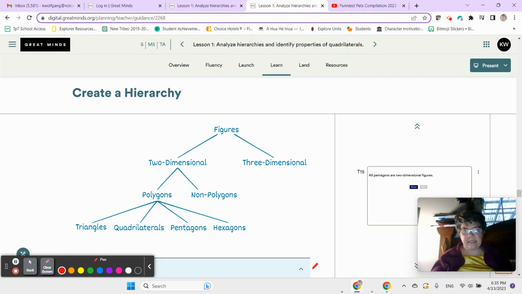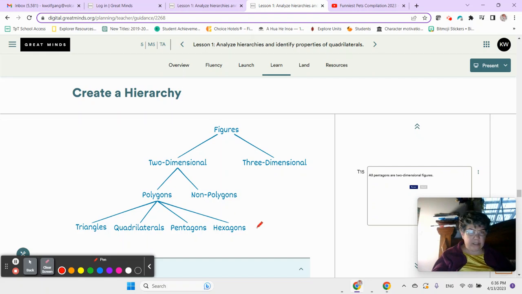All right, let's ask some questions. All pentagons are two-dimensional figures. Is that true or false? All pentagons are two-dimensional figures. True! We can see it right there. All quadrilaterals are polygons. True. Yes, good job. All quadrilaterals are polygons.